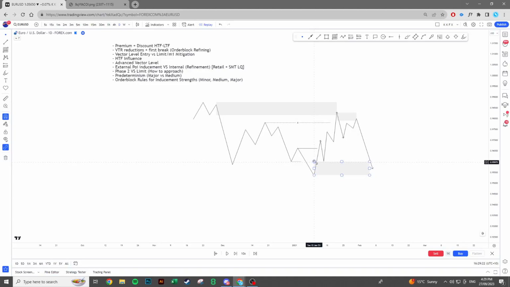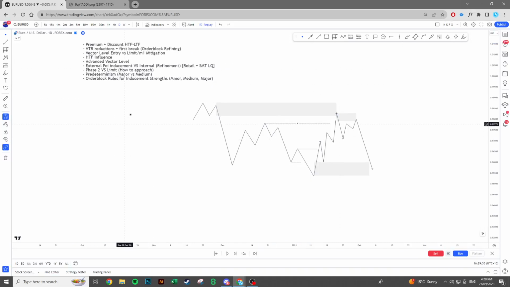Look back on the algo feed. All right, what's the algo feed from? What's it allergic to? Last point: order block rules for inducement strengths. Now this stuff's in the chart. Okay. Right from the chart, you want to see the dot points.